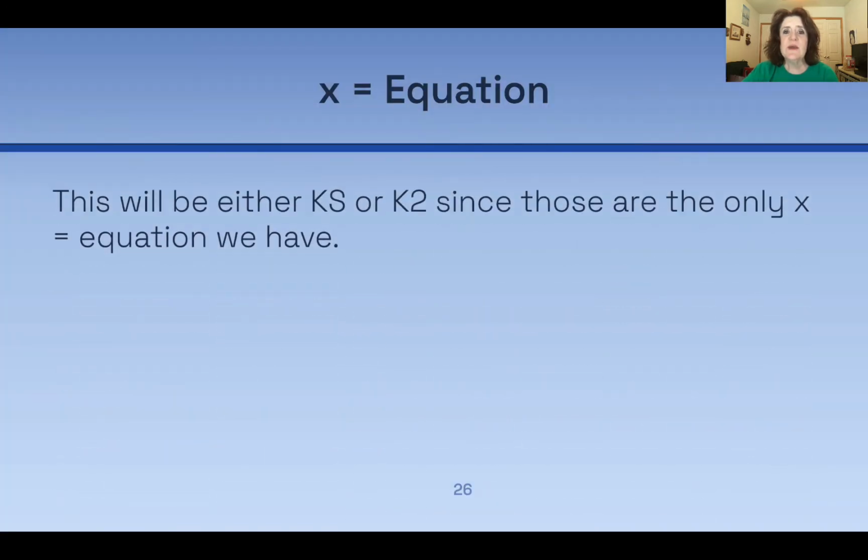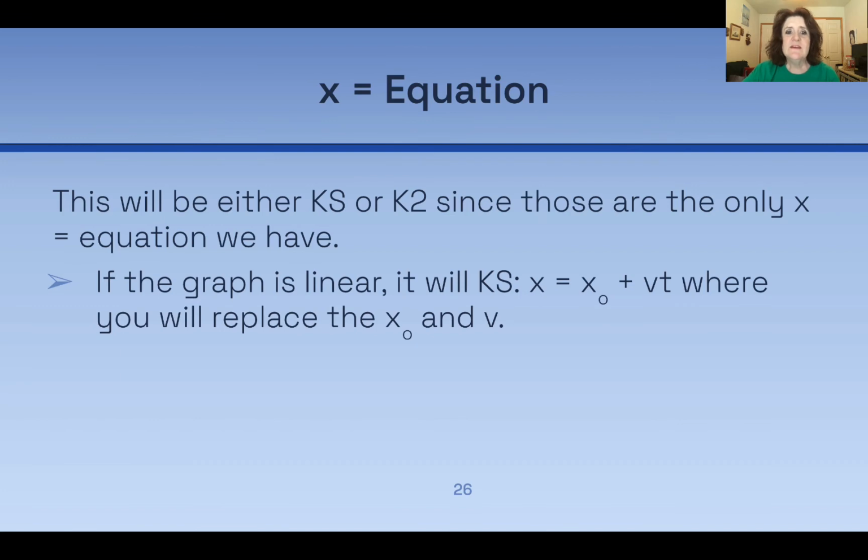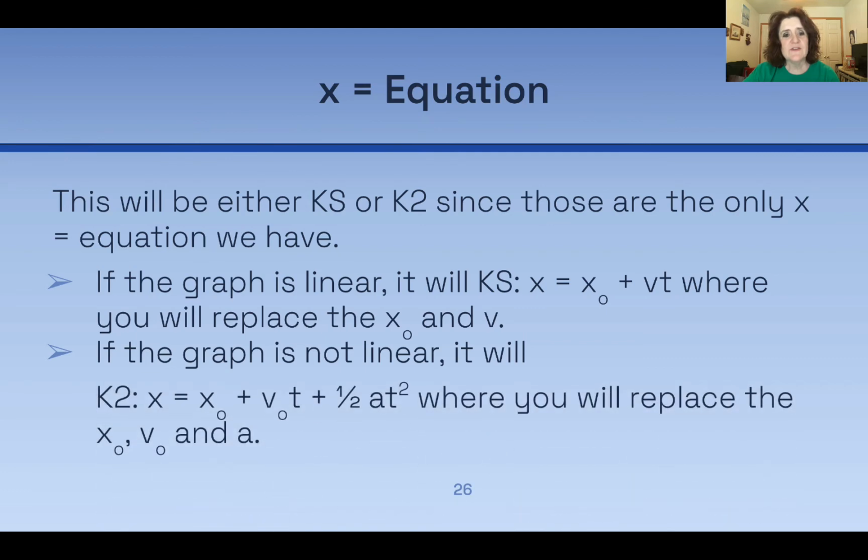The x equals equation is either going to be kinematic simple or kinematic 2. Those are the only two x equals equations that we have. If the graph is linear, it'll be kinematic simple, x is equal to x naught plus vt, where you will replace the x naught and the v. If the graph is not linear, then it will be kinematic 2, where you'll replace the x naught, v naught, and a.